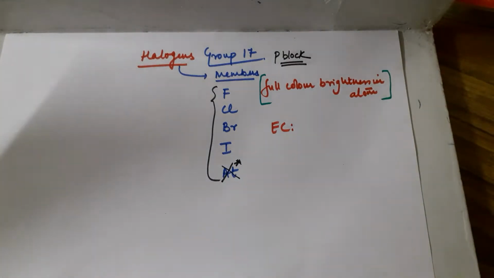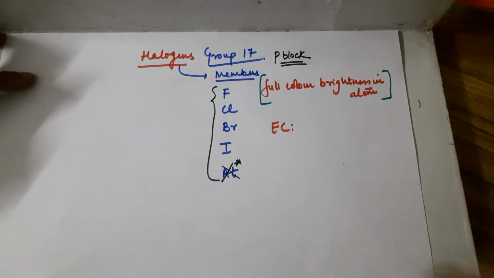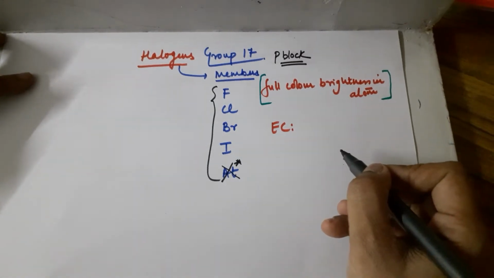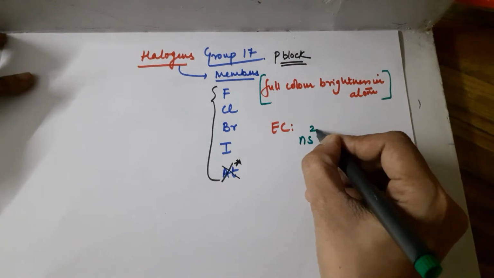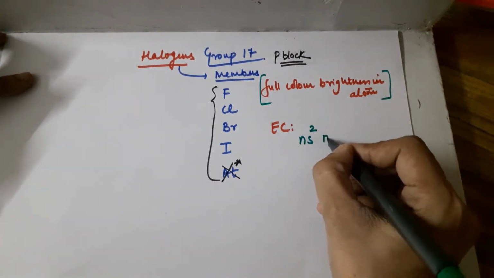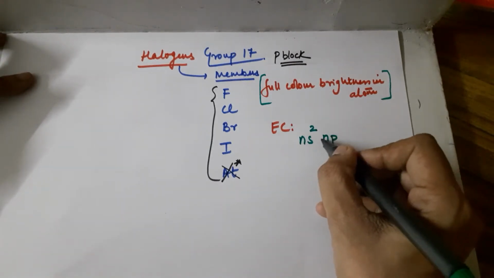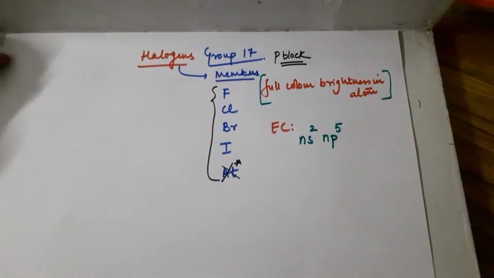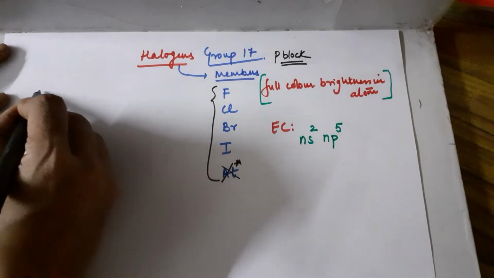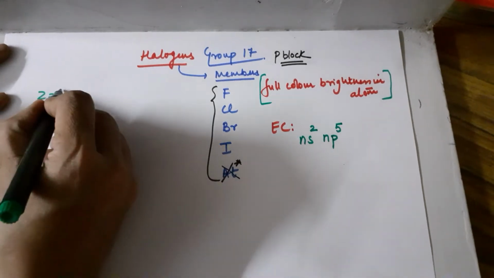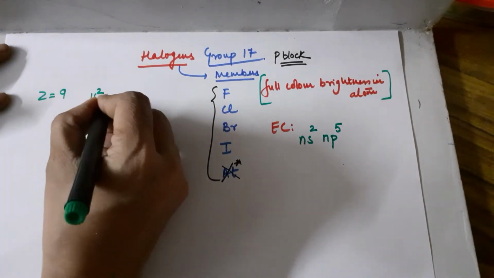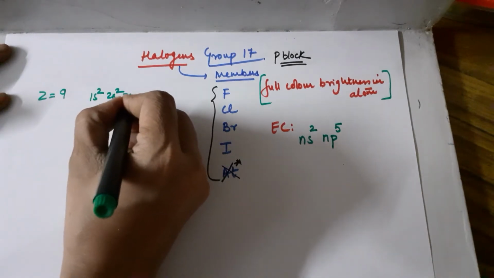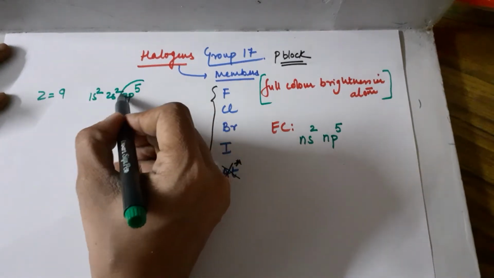Since they belong to the P block of elements, the last electron will enter the P subshell. So the S subshell is fully filled and the P subshell of the last shell has 5 electrons in it. Let's verify this. The atomic number for fluorine is equal to how much? 9. So 1s2, 2s2, 2p5. I hope that's clear now.